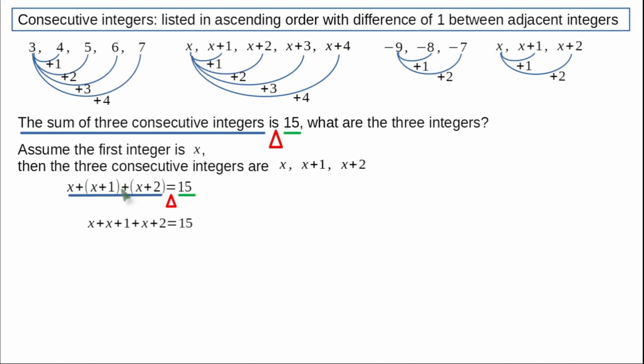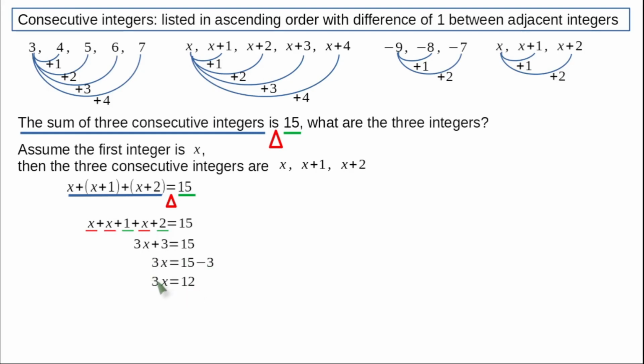First, we remove the parentheses using the associative property. Then we combine these 3 x's together and combine the constants 1 and 2 together. So the left side of the equation becomes 3x plus 3 equals 15. Then we move 3 to the other side of the equation. Plus 3 becomes minus 3. 15 minus 3 is 12.